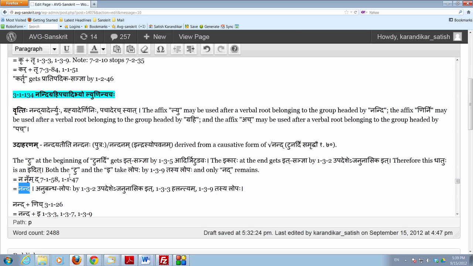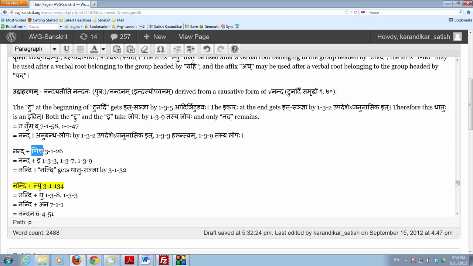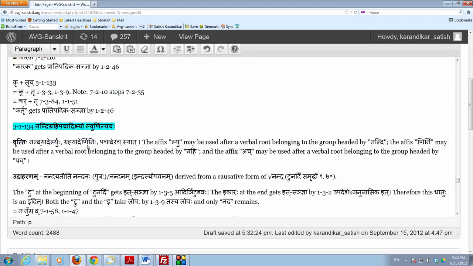Now to this nand we add this affix nich by hetumaticha. Hetumaticha, which of course we have studied, is used in the sense of causation, when somebody is causing joy. And then chutu, halantyam, tasya lopaha. So after doing the anubandha lopaha, we get the ikaraha, and then we get the form nandi. So nandi gets dhatu sanjna by sanadyanta dhatavaha, and now this nandi is the dhatu which is to be used to create the word nandana by attaching the affix lyu.